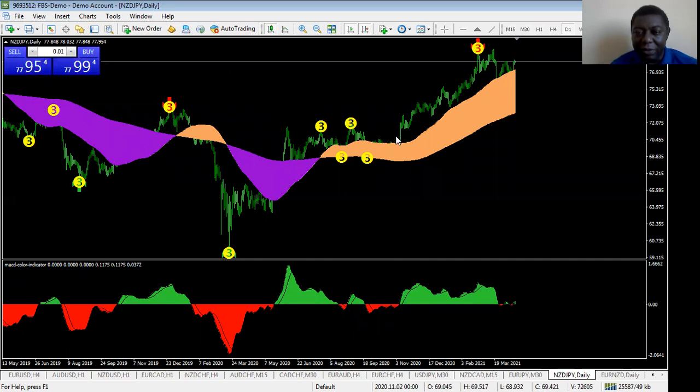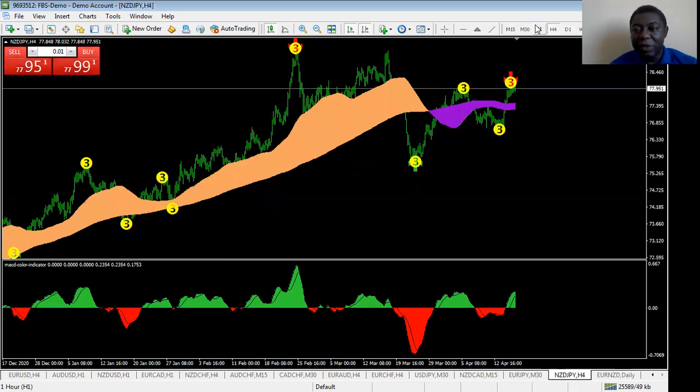Or when it breaks out here, you take the second trade and ride the market also. So let's see if we can find a couple more trades down here. Yeah, here we have a breakout.